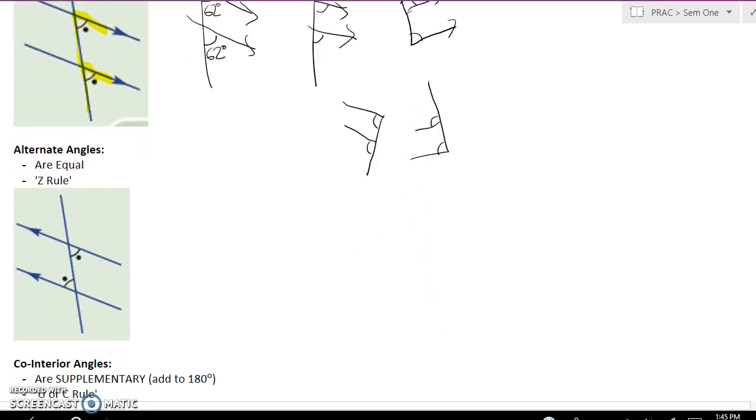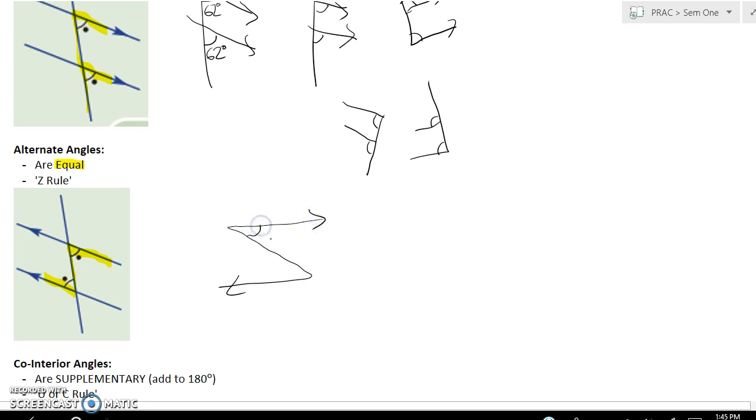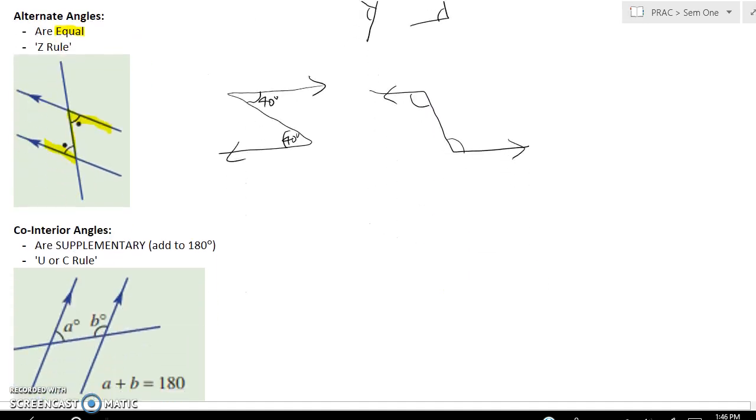Alright, alternate angles are often also represented as a Z rule. Here's the Z. These ones are also equal. So another example: if that one here is 40 degrees, using the Z rule, this one here is also 40 degrees. And just note that your Z can look backwards as well, like that. So those angles are the same.